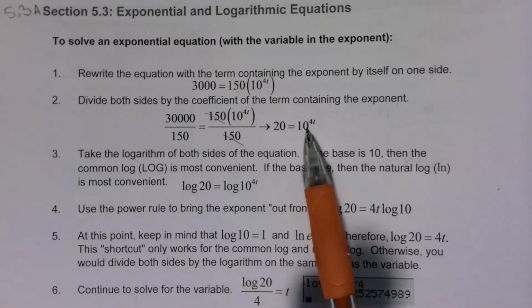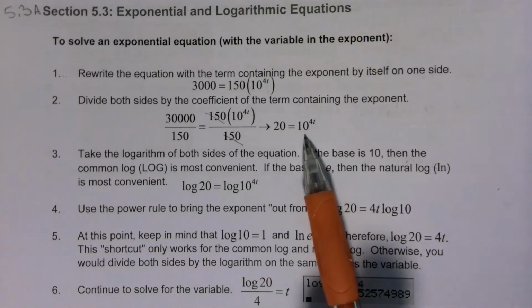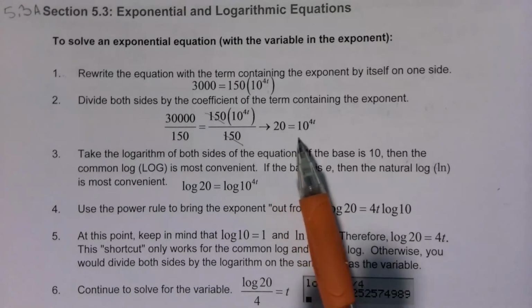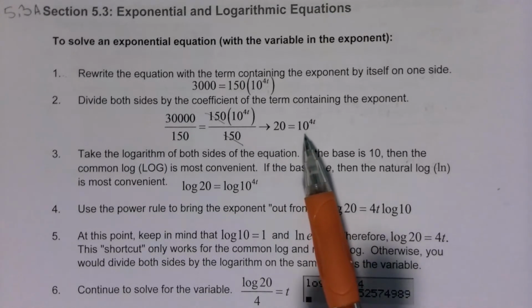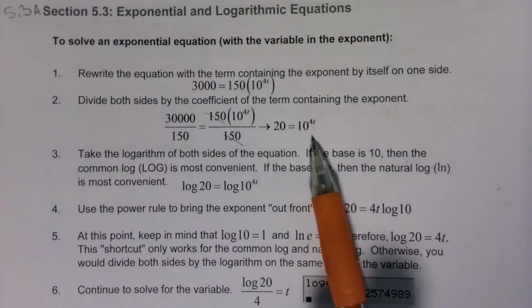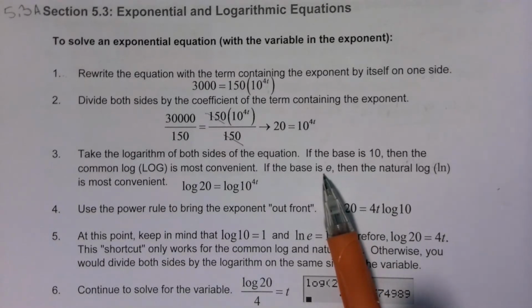So now we want to undo the exponential part. Well, remember the inverse of an exponential equation is a logarithm equation. So now we need to take the log on both sides to undo the exponential. Now, the log that you take depends on what you're given. Here we have a base of 10. So we want to take a log base 10. If the base is 10, use your common log, log base 10. If the base is e, use your natural log.